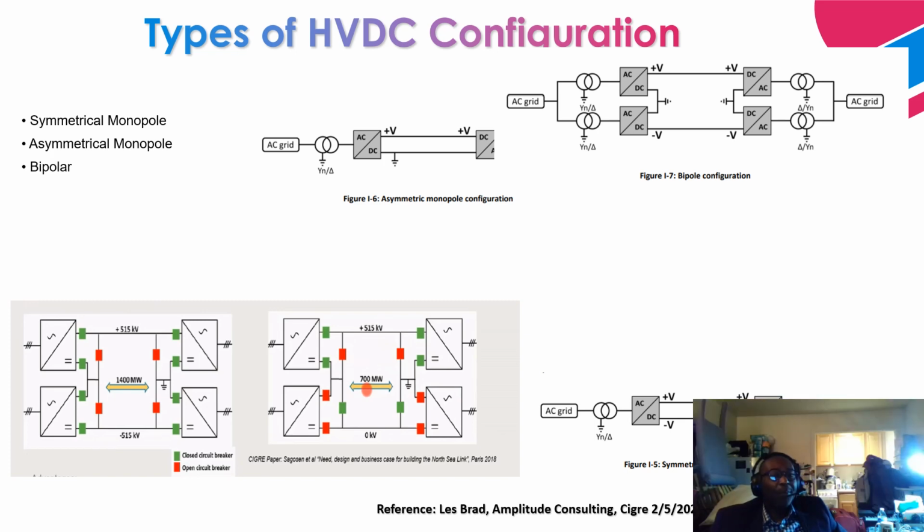Next is the bipolar configuration. For the bipolar configuration, basically it has 4 converters, right? So you have one pole that is rated at a positive, and then another pole that is negative. And in between that is the neutral, and the neutral is grounded. On this side, you have the AC converters, and on this side you have the AC converters.